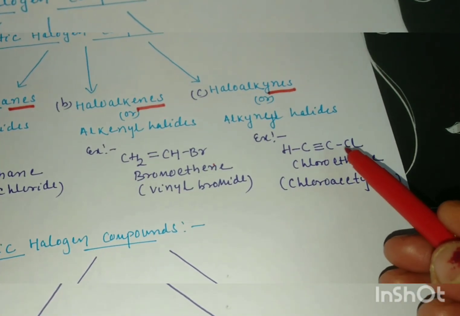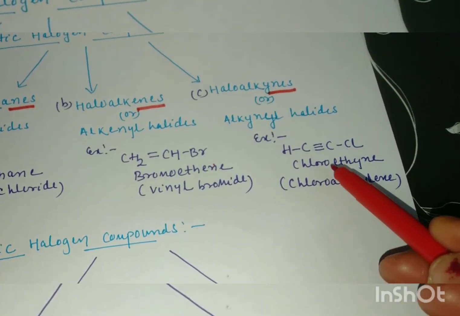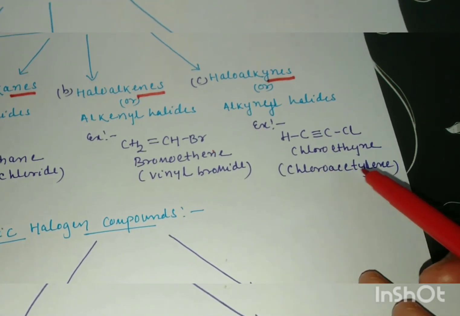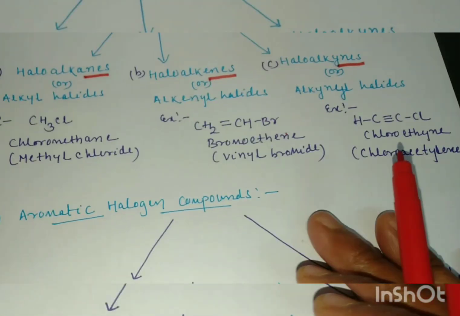Similarly, the third type is haloalkynes, the ynes, known as alkynyl halides. In an example, the halogen atom is attached to the carbon-carbon triple bond, as in chloroacetylene. So these are the aliphatic halogen compounds.